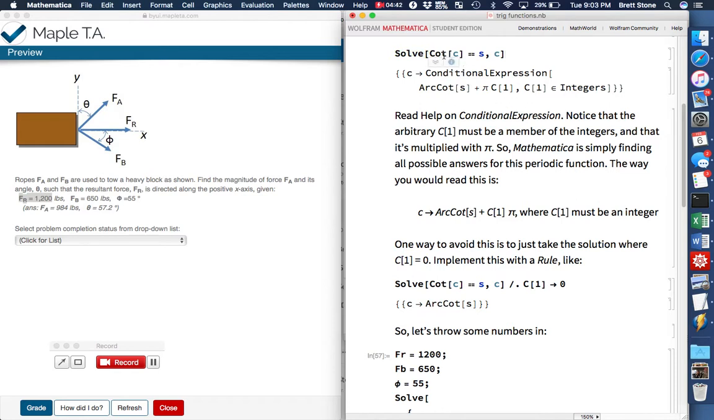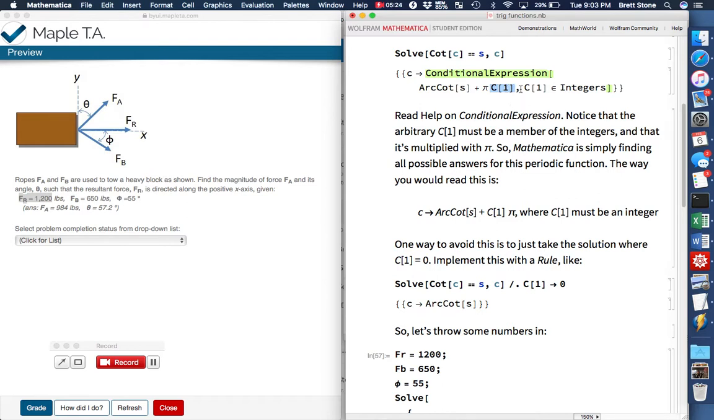So in this case, obviously, I've just got one equation, but I have 2 unknowns, so it's going to give me a symbolic answer, because it doesn't know how to solve, and as far as I know, no one does know how to solve one equation with 2 unknowns. So what we've got here is it says C is a conditional expression. It says it depends. It depends on what S and C are. But if you're solving for C, then it says you're going to have arc cotangent of S, which if you remember is how you'd solve that, plus pi times some random arbitrary constant C.